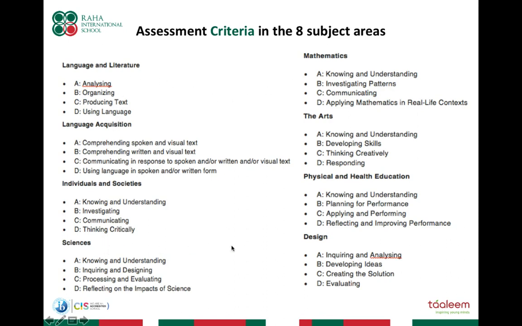And each of the subjects has its own structure. A lot of the time you'll see criterion A is knowing and understanding. In fact, 5 of the subjects have knowing and understanding. Design has a very specific process. They first go through inquiring and analyzing, then developing ideas, creating the solution, and evaluating. So the creating the solution part is normally the making when it comes to the product design.